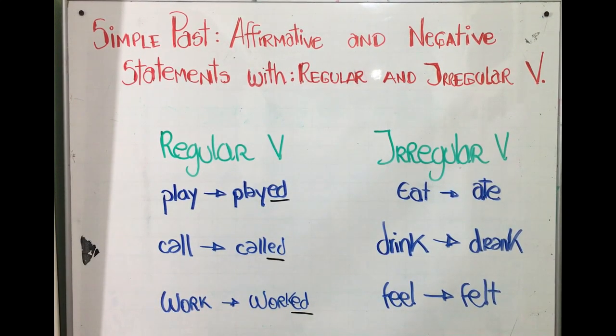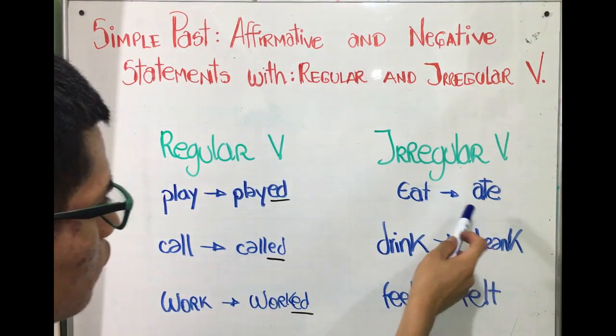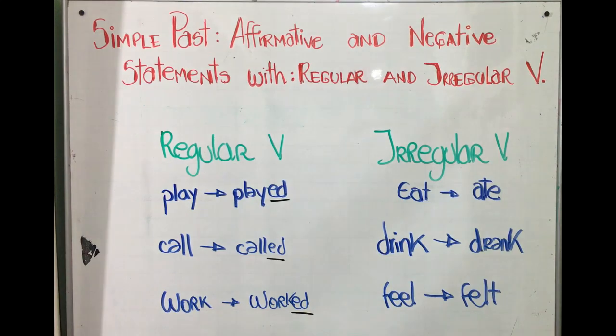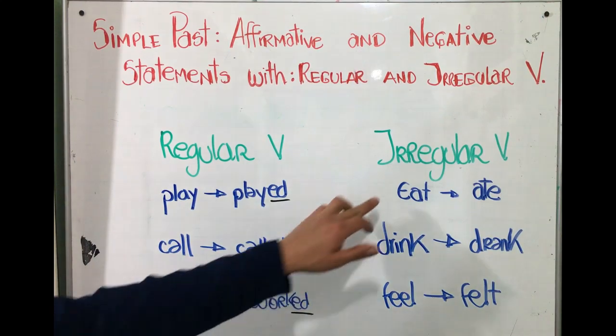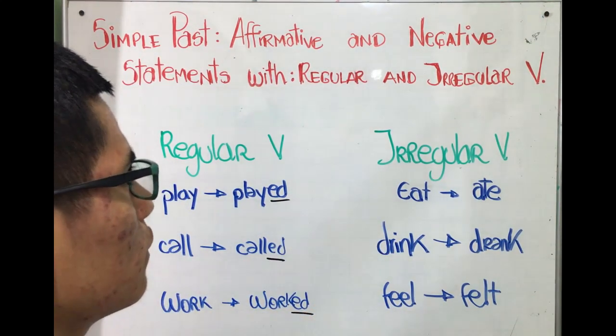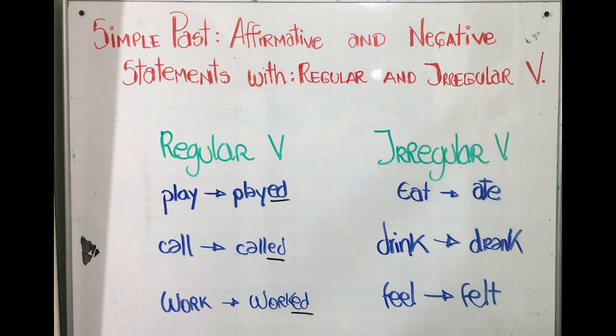Okay guys, before we start, I would like to give a quick review about regular and irregular verbs. Regular simple past verbs end in -ed, and irregular simple past verbs don't. Most of them often look very different from the base form, as you can see here. Now let's start with the main topic.